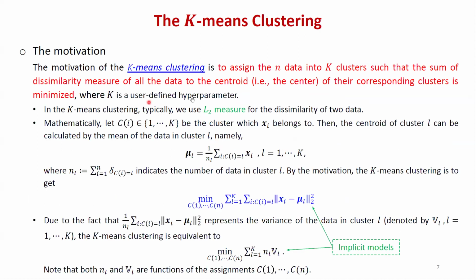Then the next one, we introduced the concept of k-means clustering. K-means clustering means I'm going to assign the n data into k clusters such that the sum of the dissimilarity measure of all the data to the centroid of their corresponding clusters is minimized. I know this sentence may be very long. Mathematically, it may be easier, which is this.